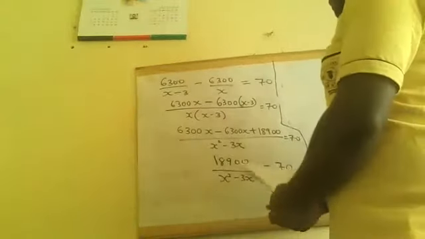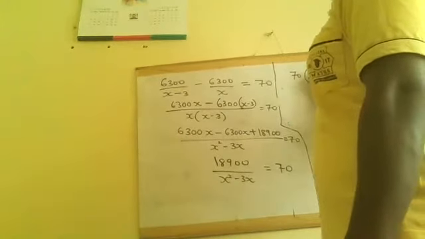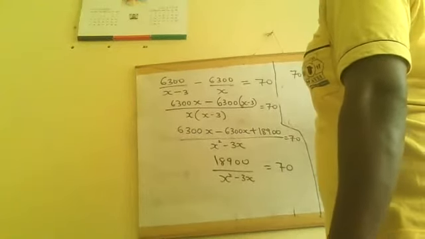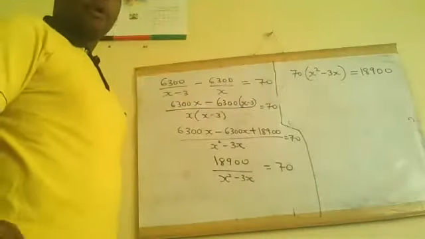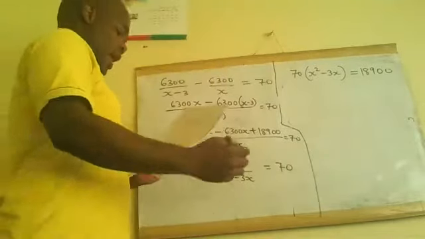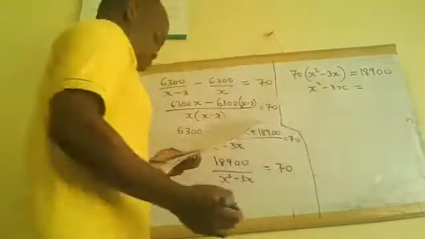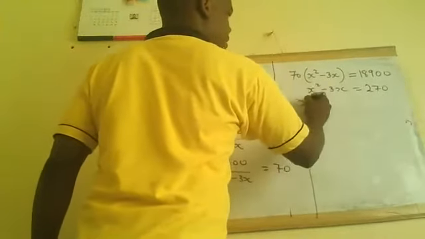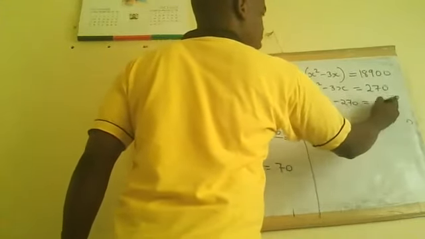Now, from there we'll write 70 into x squared minus 3x is equal to 18900. So at this point, we can divide both sides by 70, and you will get x squared minus 3x is equal to 270. Then you have x squared minus 3x minus 270 is equal to 0.